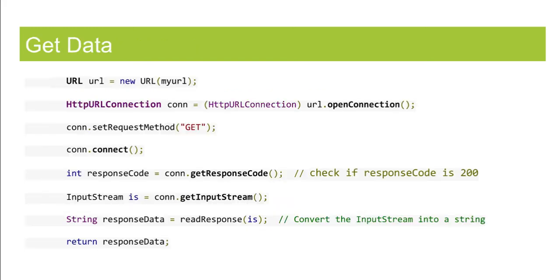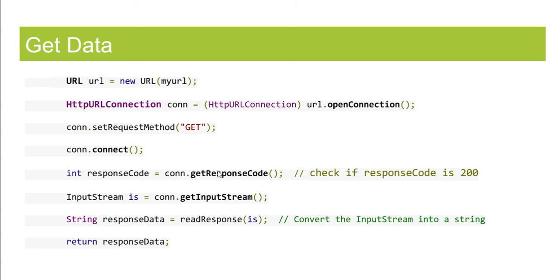So here is the full code to get the data. First, we call new URL passing the string URL here. Then we get reference to the HTTP URL connection object. Then we set the request method, either get or post. And then we finally connect and start connection on that connection object.